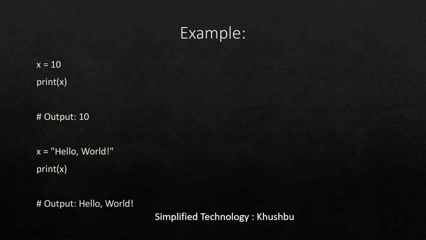When you write x equal to 10 and then print x in the code, the output you will get is 10. Again, when you write x is equal to "hello world" in double quotes and give the print x command, you will get the output hello world. So you can change the value of x, and the data type of the variable x will change.